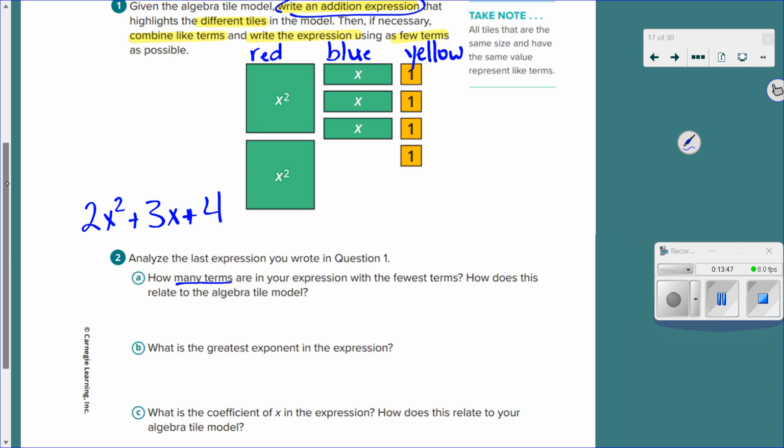Does that make sense for everyone? Okay. Now let's start analyzing this expression. How many terms are in the expression? 3 terms, right? So it doesn't say it, but what are the 3 terms?